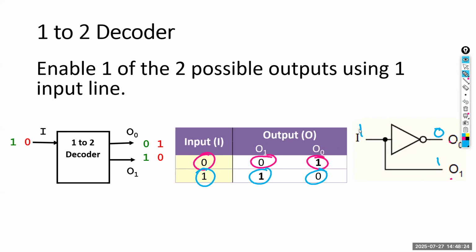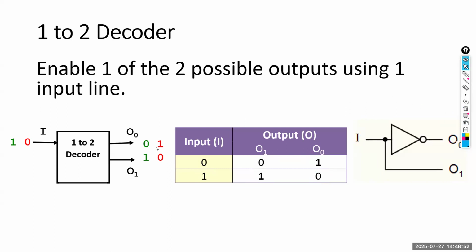So when the input is 1, this is 1 and this is 0. When the input is 0, this is 1 and this is 0. That means only one output is enabled at a time. When output 1 is enabled, output 0 is disabled. When output 0 is enabled, output 1 is disabled. But we can do it using only one input, not two inputs. So it's a 1 to 2 decoder. This is the circuit for a 1 to 2 decoder.